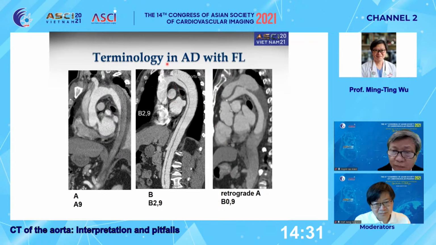So about the terminology, this is type A, A9. This is type B, B29. And this we usually call retrograde type A. Now you can also call it B09.